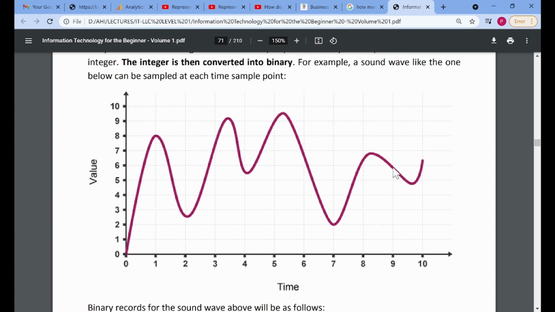Over here, it's around 6. Over here, it's around 6.9. Here, it has dropped down to 2. So let me tell you how the computer stores sound.